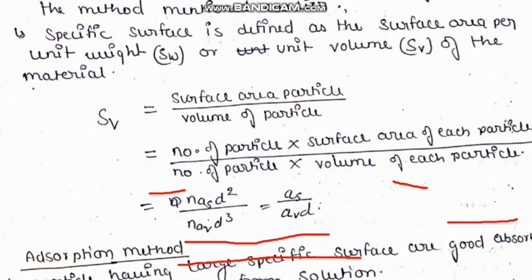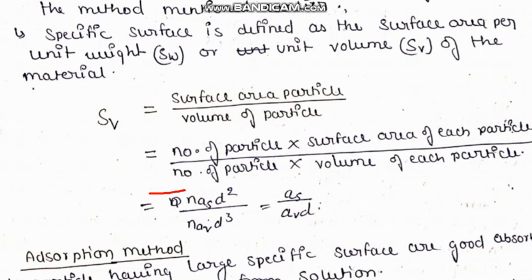And in mathematical terms it is replaced by n alpha s d square divided by n alpha v d cube. The value of n is cancelled, d square is cancelled, and the remaining terms are alpha s divided by alpha v d. So for the determination of surface area, various methods are used. One or two of them are going to be described here.